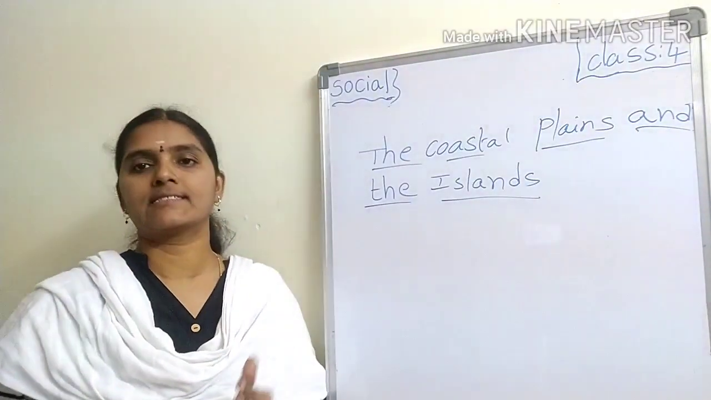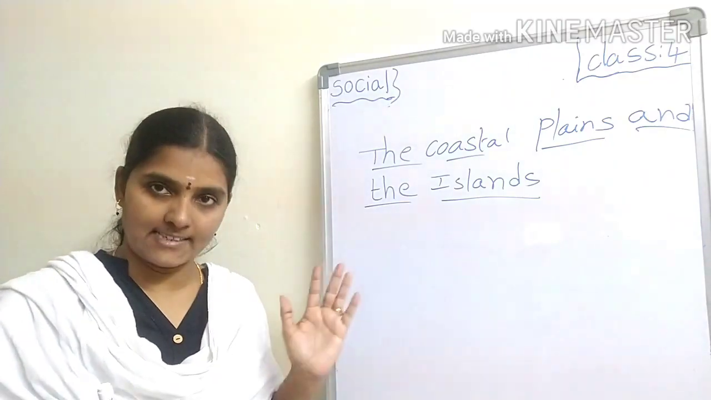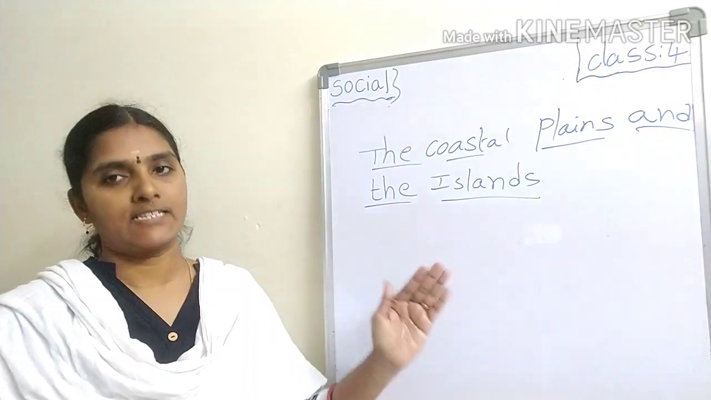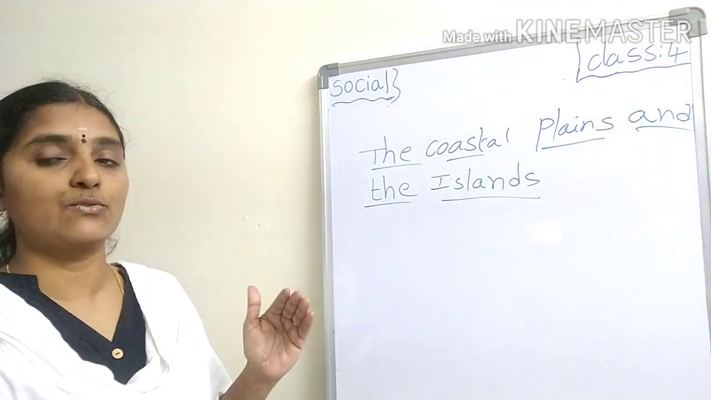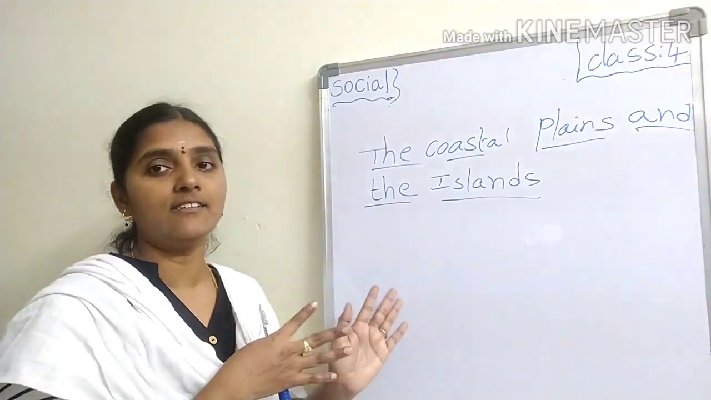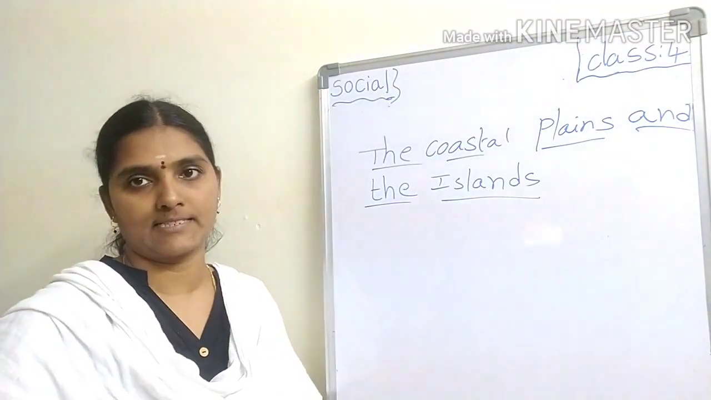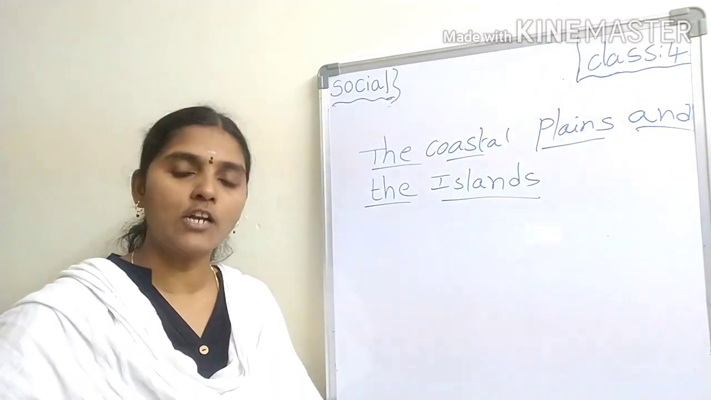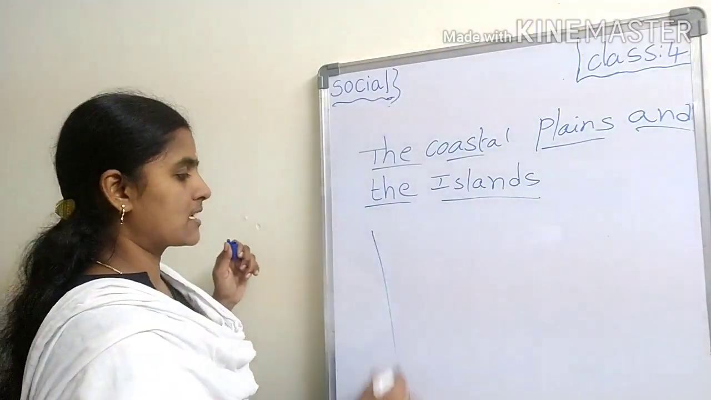The coastal plains surround it, from Gujarat in the west to West Bengal in the east. The coastal plains in the west are called western coastal plains.